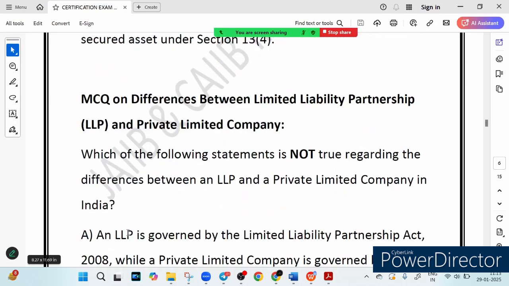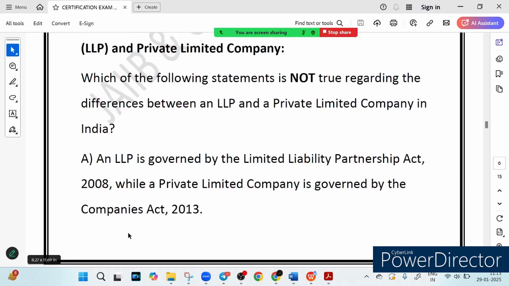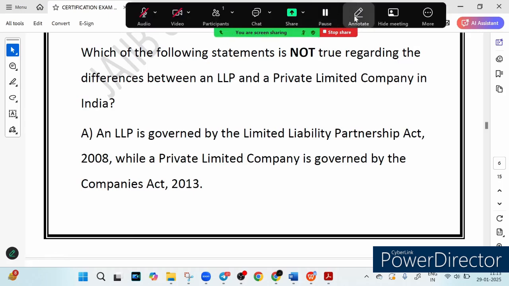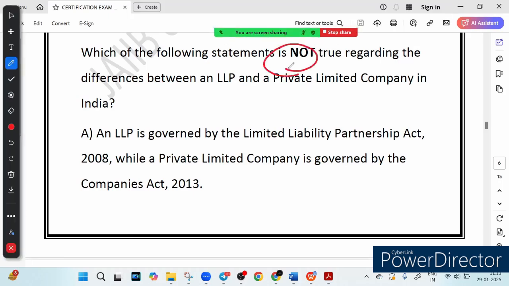Now let's see the next question: which of the following statements is not true regarding the difference between an LLP and a private company in India. LLP is called limited liability partnership, and private company you are well familiar with. Option A says that LLP is governed by the Limited Liability Partnership Act, while the private company is governed by the Companies Act. This is correct, and you must keep in mind that 'not correct' has been asked. Why is it correct? Because LLPs in India are regulated by the LLP Act 2008, while private companies follow the provisions of the Companies Act 2013.